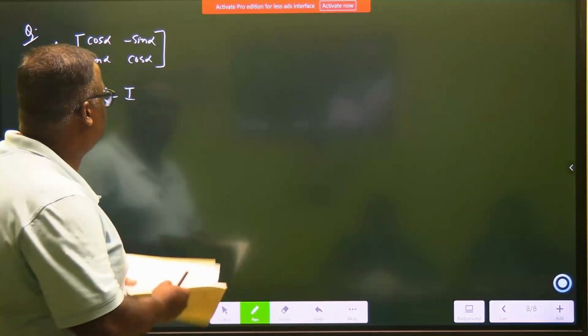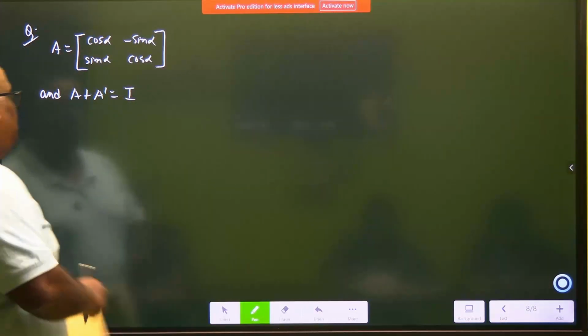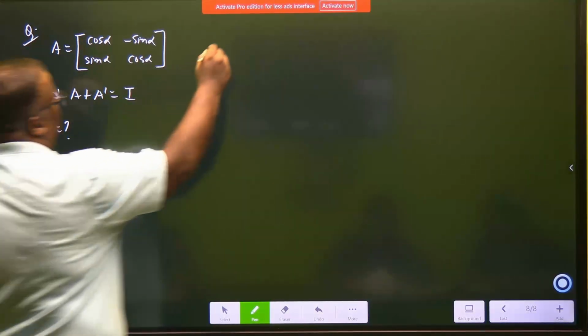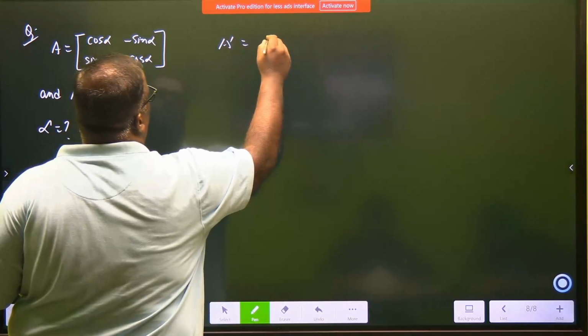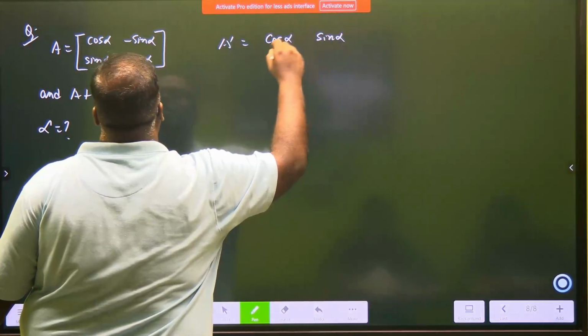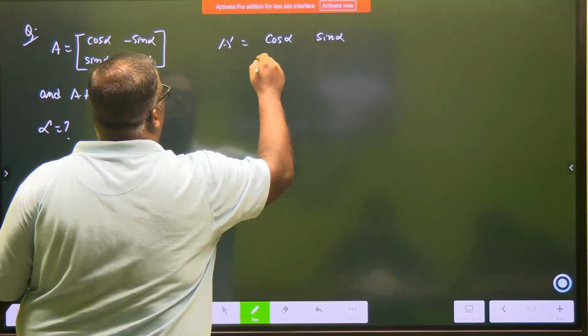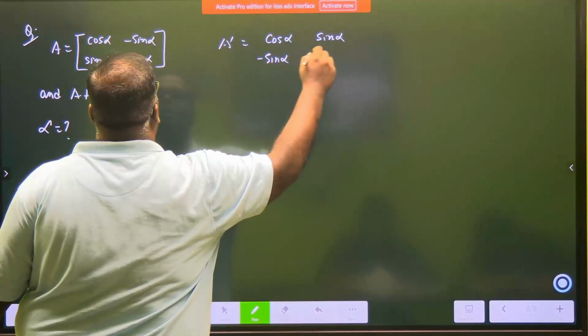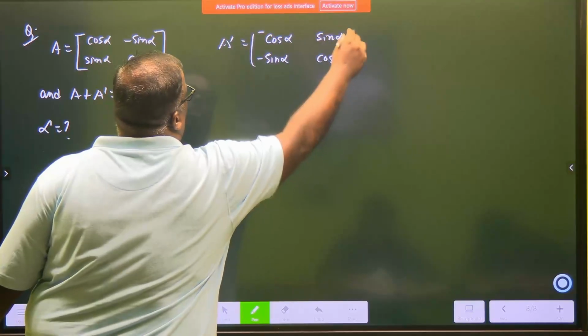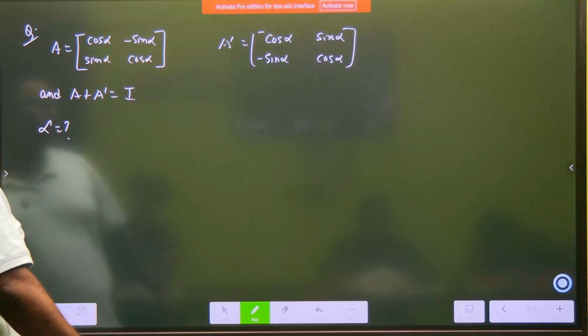In that case, children, you need to get the value for alpha. So let's do A complement quickly. A complement would be cos alpha, sin alpha, then negative sin alpha and cos alpha. And if you add these two, you get an identity matrix.